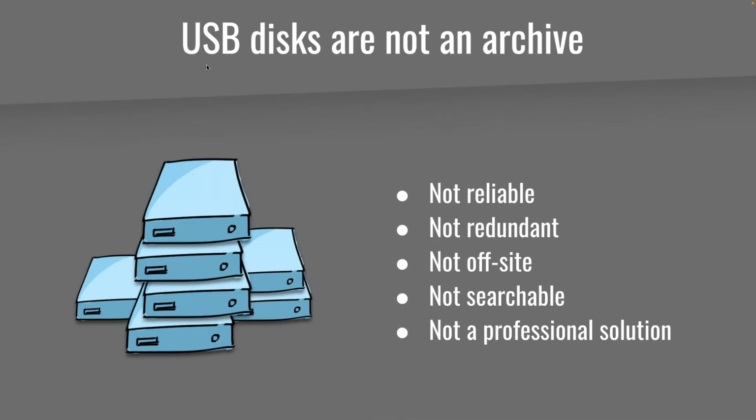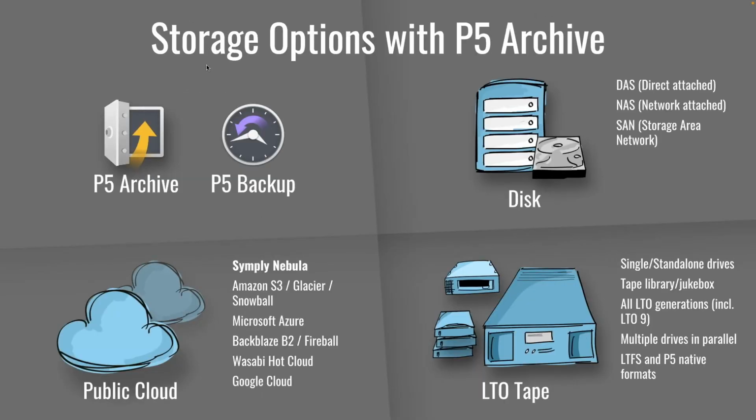USB disks, they're not an archive. They're cheap, they're big, they're just a couple of clicks away on Amazon, but they're not reliable. They don't last for 20 years like a tape does. They're not redundant. It's just one piece of data in one place. They're usually not off-site. They normally get left on a shelf somewhere where the primary storage exists. You can't search across all of these drives in any meaningful way to find that piece of work from 2017 that you archived. And generally speaking, it's not a professional solution. That's where P5 comes in.